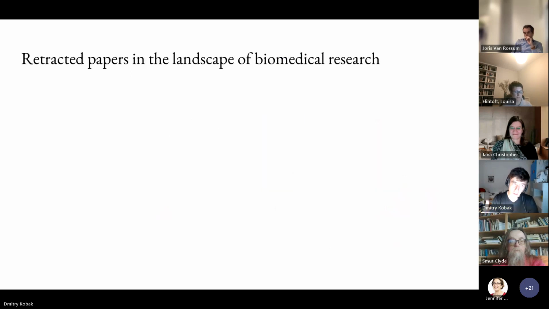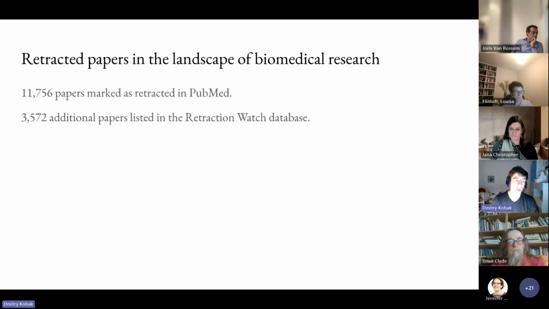Then I'm coming to the point of the talk, which is that we can also use the same map of biomedical research to study retractions. That was originally not the intention at all. In the first version of the preprint, we didn't even do this. When we put this online, we got comments about what if we look at the retracted papers. So we did the following.